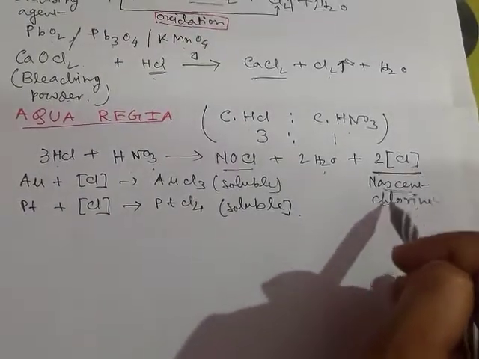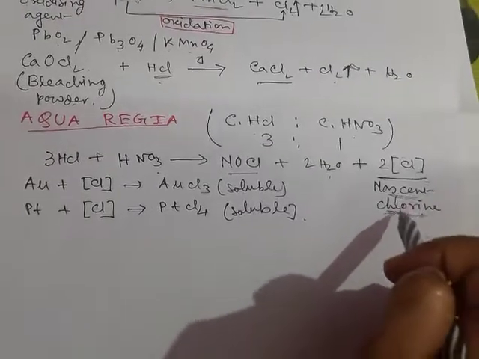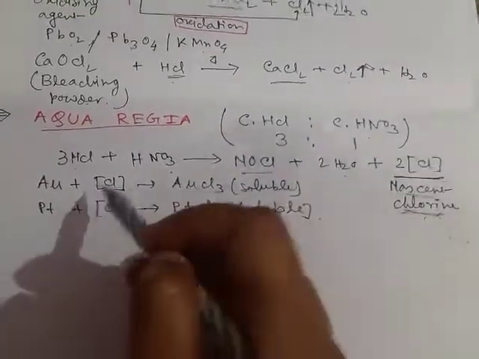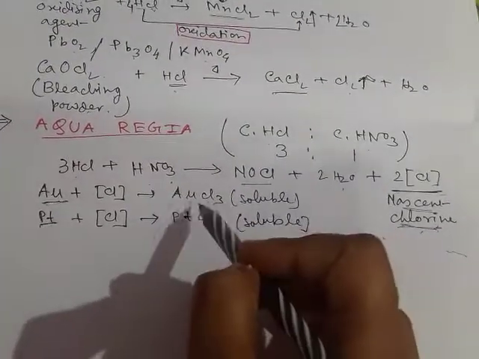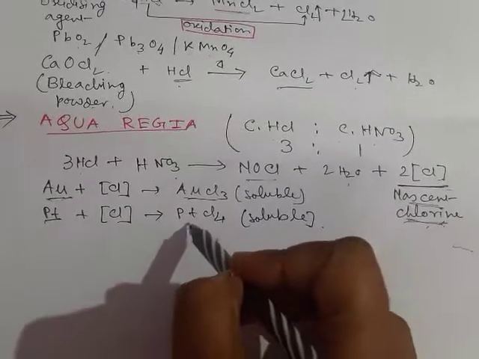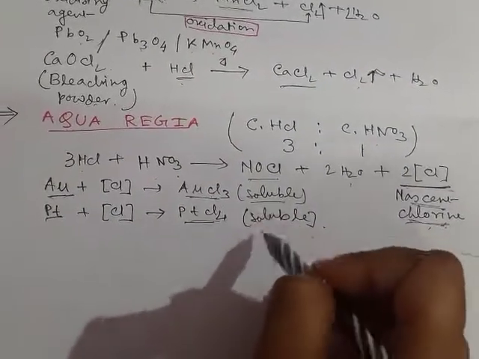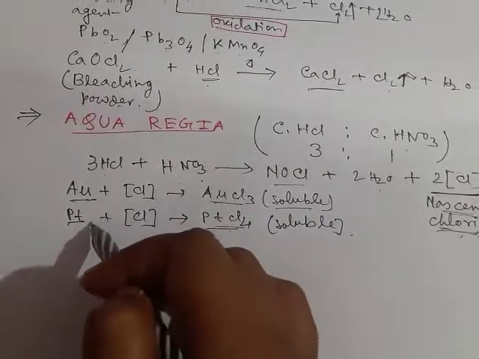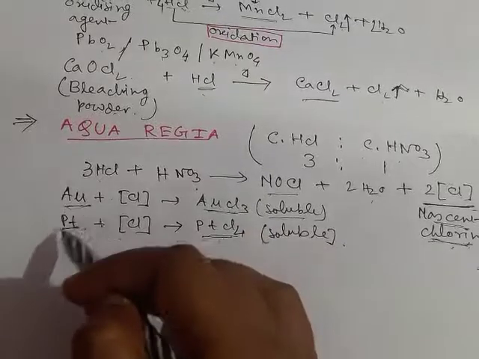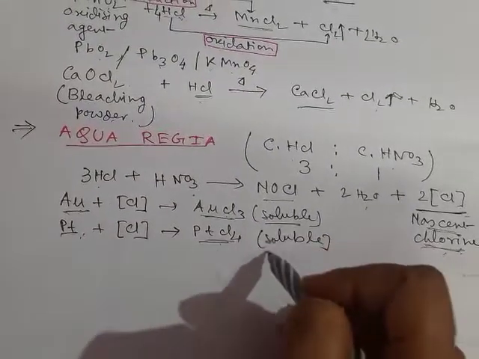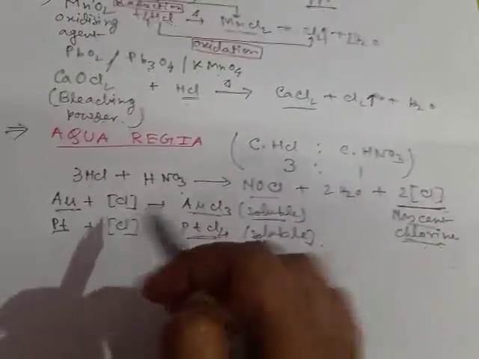This nascent chlorine has very great importance. When it reacts with gold or platinum, there will be formation of gold trichloride or platinum tetrachloride, and these chlorides are soluble. Generally gold or platinum remain insoluble, but when nascent chlorine reacts with them, they form soluble chlorides. So this is the beauty of nascent chlorine.